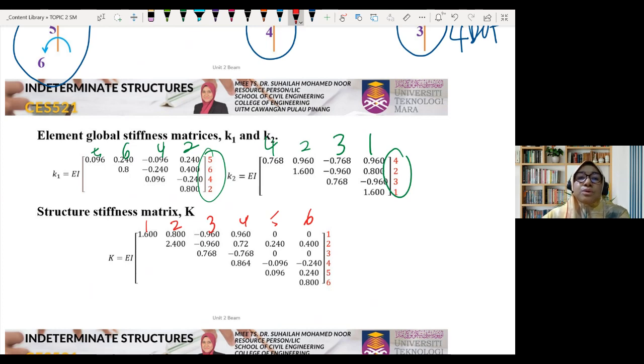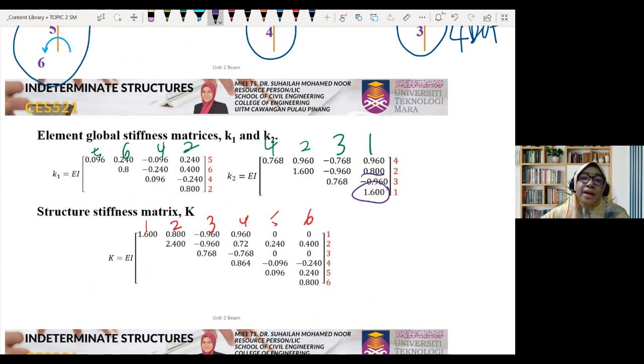So what we need to do now is just combine. Combine means that when we want to determine the value at position 1, 1, we have to find where the value in K1 and K2 representing 1, 1 is. 1, 1 is 1.6. Then 1, 2 or 2, 1, it is 0.8. And then 1, 3 or 3, 1, it is negative 0.96. We will do the same until we get all the values.